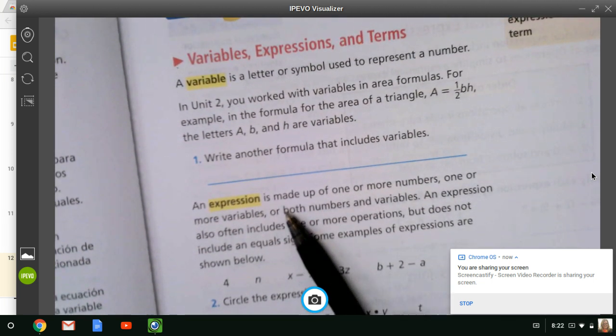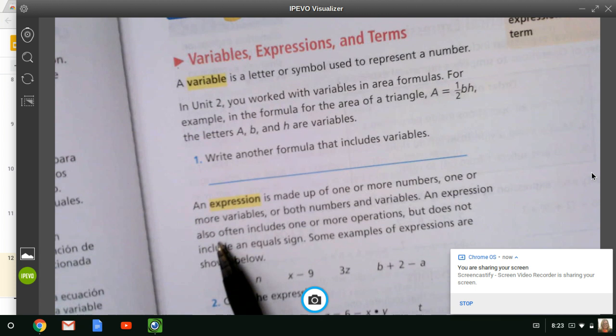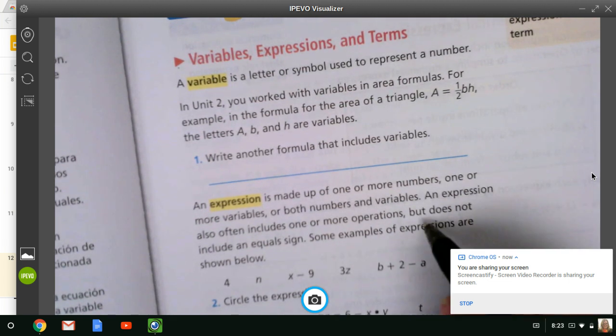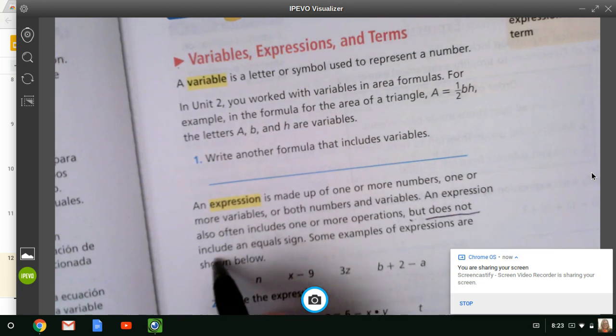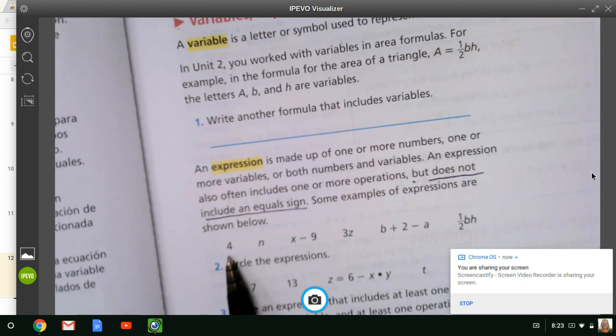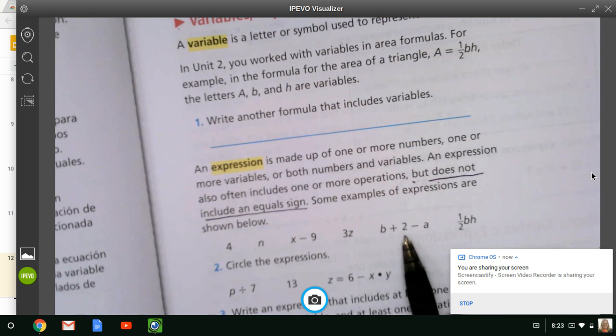An expression is made up of one or more numbers, one or more variables, or both numbers and variables. An expression also often includes one or more operations. So that means adding, subtracting, dividing, multiplying, but does not include an equal sign. So this is important. Does not include an equal sign. Here are some examples. 4n, x minus 9, 3z, which would mean multiply, b plus 2 minus a, 1/2 b times h.